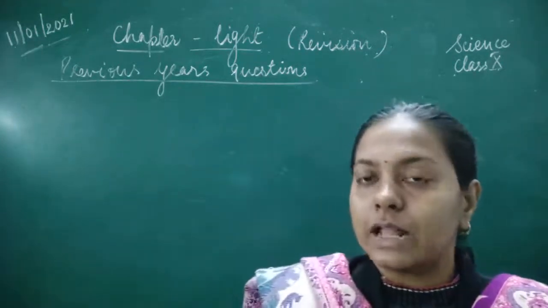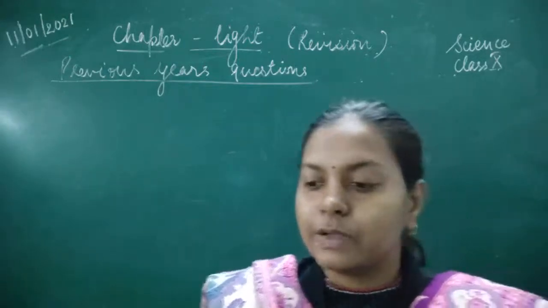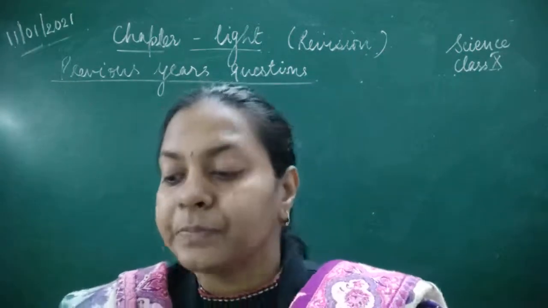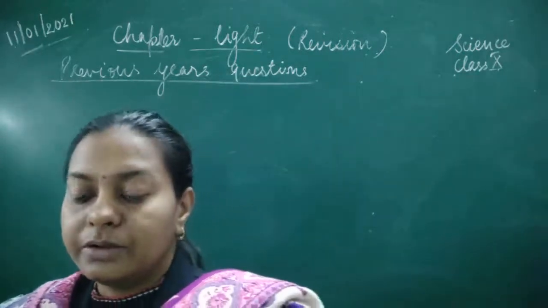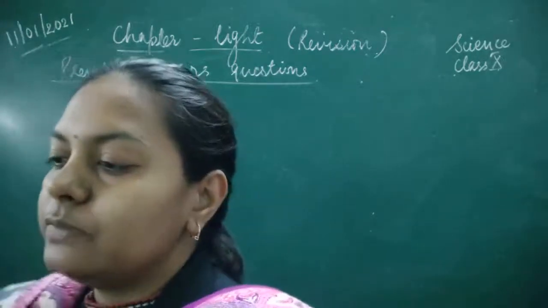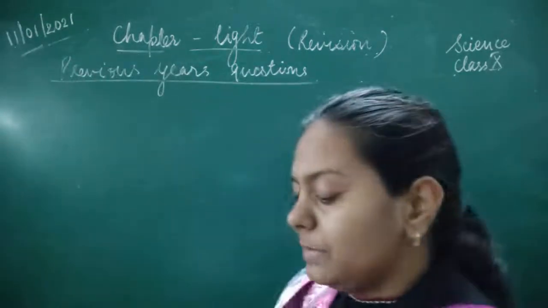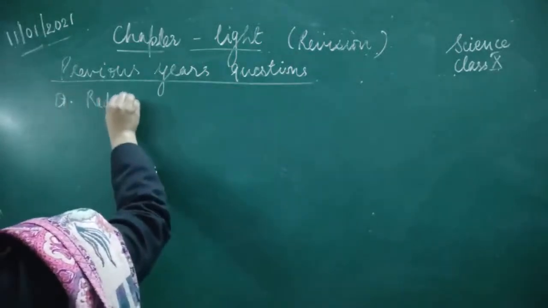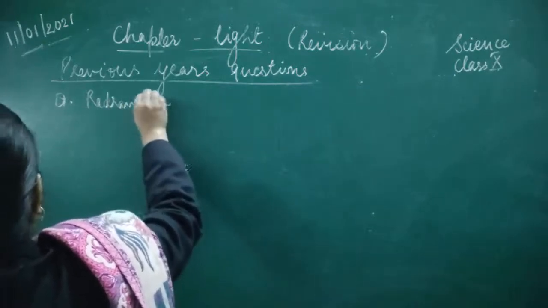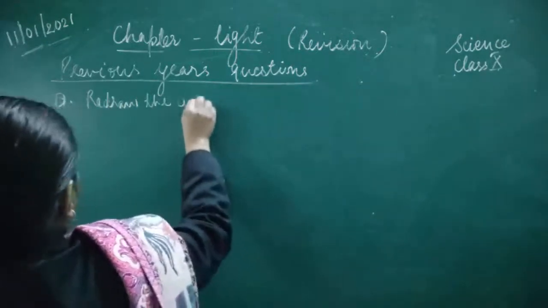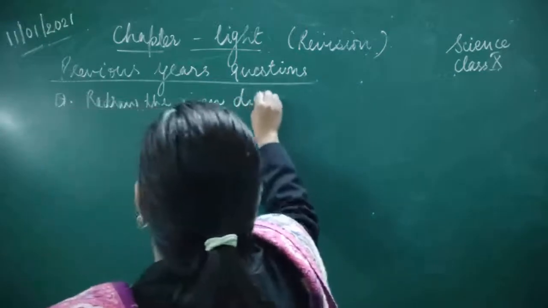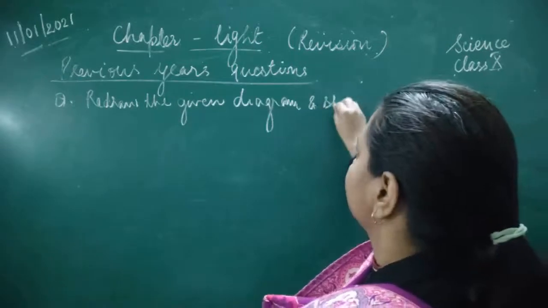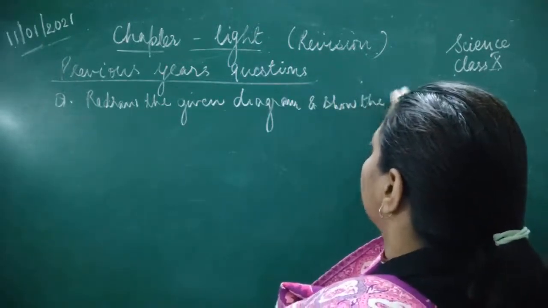So children, I'll start today's video with the first question, that is, you have to redraw the diagram to show the path of the refracted ray. Okay, so one question figure is being given and then you have to complete it. So how will you complete it? The question is, you have to redraw the given diagram and show the path of light.